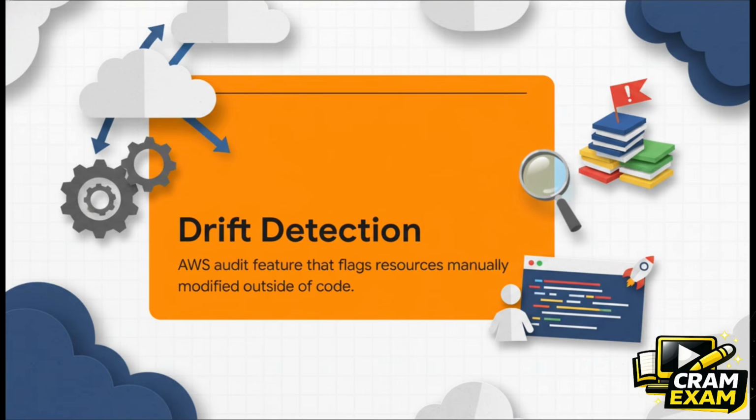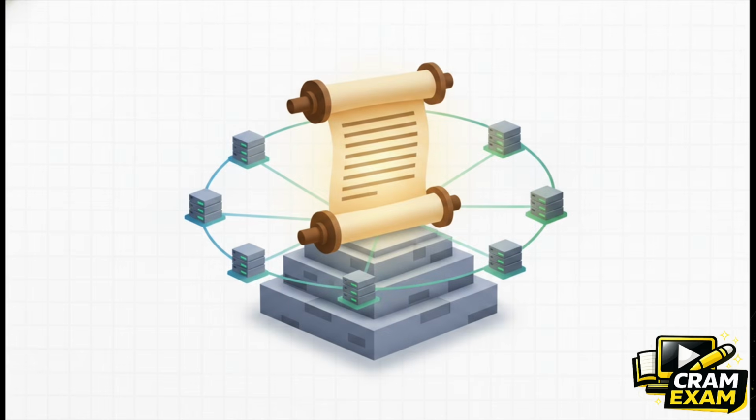So, to fix this, AWS provides a brilliant feature called drift detection. As an AWS developer, you absolutely must actively run drift detection against your CloudFormation stacks. It basically acts as an audit, scanning your live AWS environment and explicitly flagging any resource that has been manually modified outside of the code. Once you actually find that drift, your job is to take that senior engineer's manual fix, write it back into the YAML template, and redeploy it. Bottom line, your code must always be the ultimate source of truth.